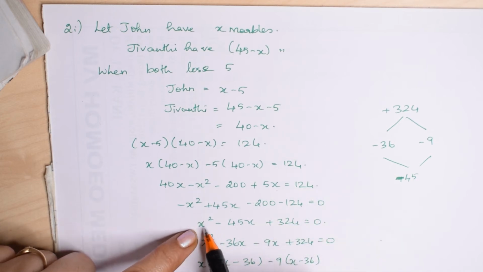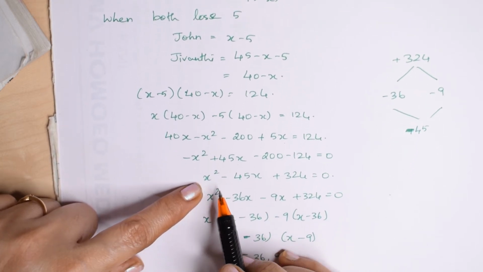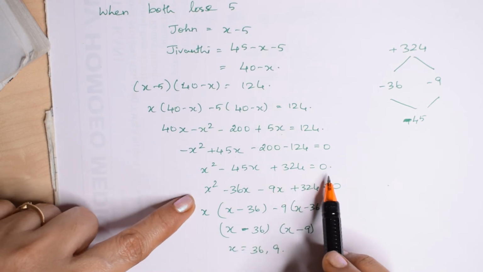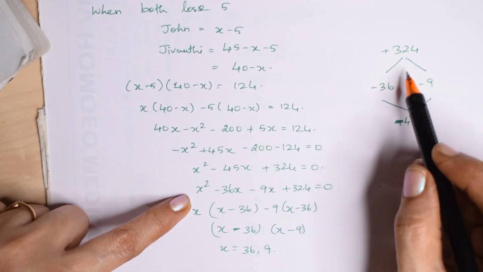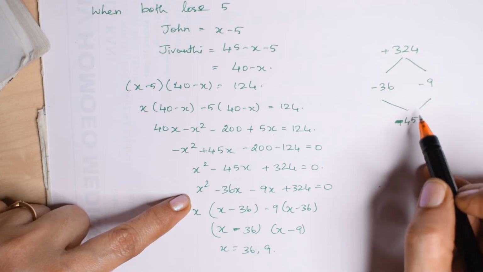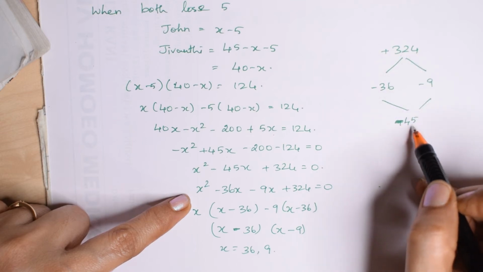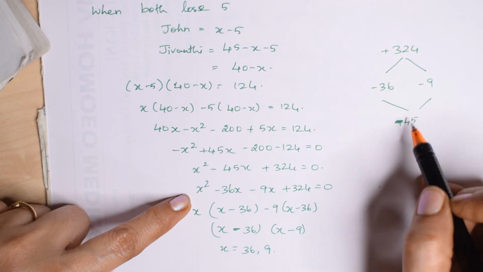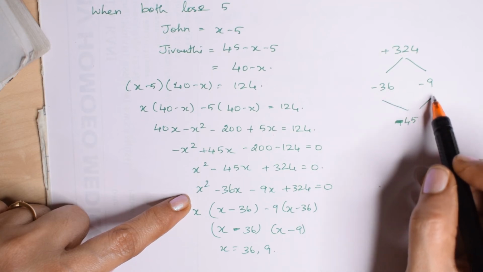I want to change the sign because I don't want x square to be minus. So I am changing the sign. x square minus 45x plus 324 is equal to 0. Now I am simplifying it again. The product of the two numbers is 324. The sum of the two numbers is minus 45. So it means both the numbers are going to be minus numbers, minus 36 and minus 9.